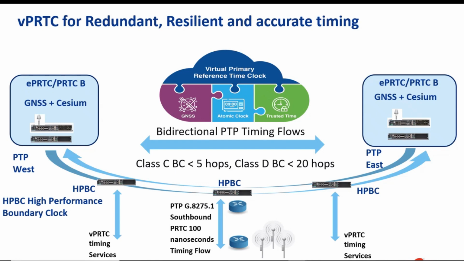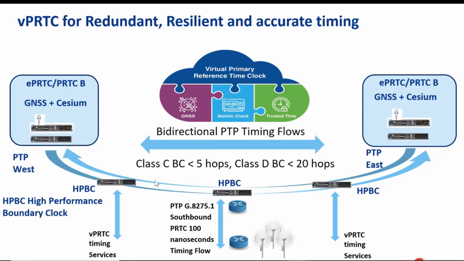But for example, in a bidirectional PTP timing flow scenario, we can send timing from the west ePRTC and the east ePRTC with PTP flows over the network and create a drop point in the network through high-performance boundary clock functions with a southbound PTP interface that meets the PRTC 100 nanoseconds to UTC traceability specifications.